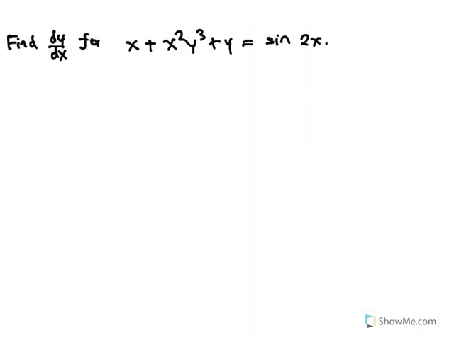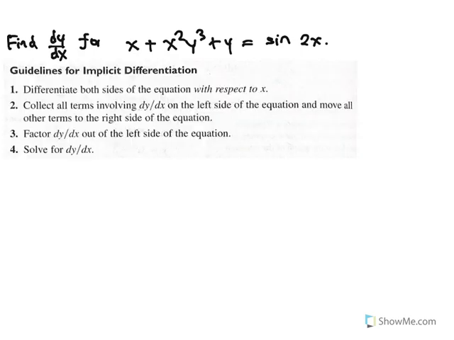Let's take a look at another example. We want to find dy dx for this implicit relation, x plus x squared y cubed plus y is equal to sine of 2x. And as you can see, the difference between this one and the previous one is if you were to try solving for y, you may not even be able to do it. So how do we go ahead and find dy dx if we can't solve for y? By using implicit differentiation. So we follow these steps.